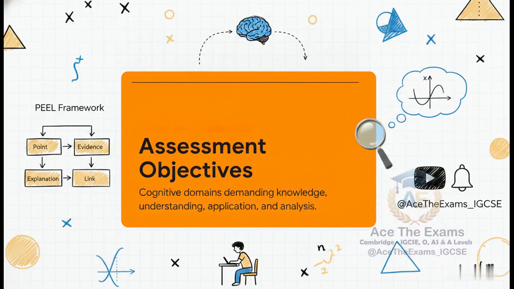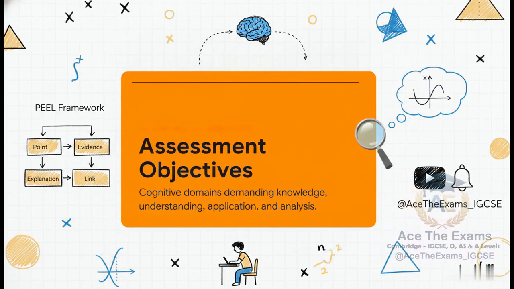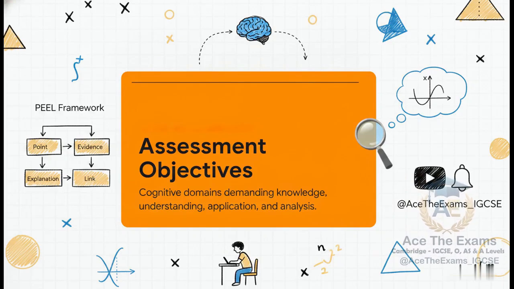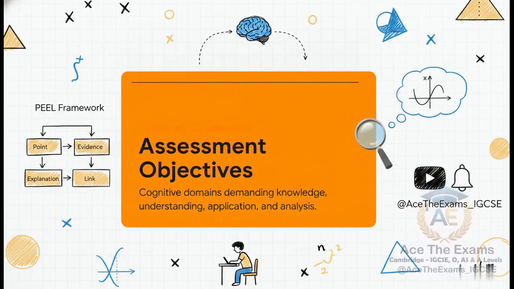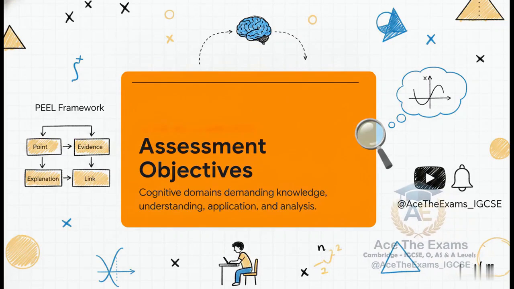To tackle this, top students use a framework adapted for math, very similar to analytical writing. We call it PEAL: point, evidence, explanation, link. Your point is stating the correct harmonic form. Your evidence is the compound angle expansion. Your explanation is the algebraic equating of coefficients. And your link is substituting this back into the original complex equation to solve it.